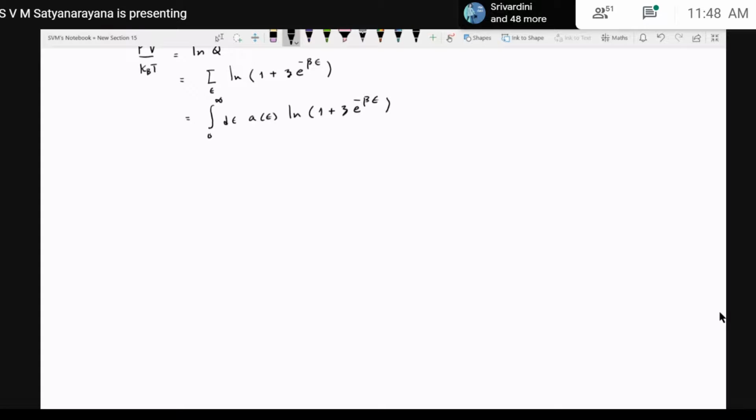Okay, so let me write this first. So I have 4 pi V by 2 pi squared, into twice m by h bar squared to the power 3 by 2, into the integral from 0 to infinity d epsilon, epsilon to the power half, into logarithm of 1 plus z e to the minus beta epsilon. Okay, so now let's try to do an integration by parts.